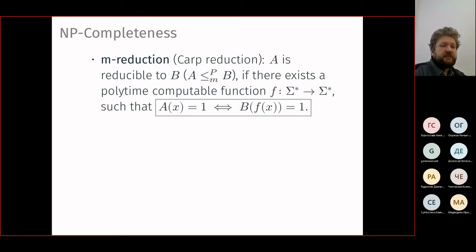So how does the reduction work? Suppose that we have a way of solving B, some good way of solving B. How do we solve A? We take x, pre-process it, and make f of x. And after pre-processing it, we run the algorithm for B. So if an algorithm for B is efficient, and since f is polynomial, then this way of computing A is also polynomial, or efficient in a sense. So this means that A is at least not harder than B. So once we manage to solve B, we immediately solve A.